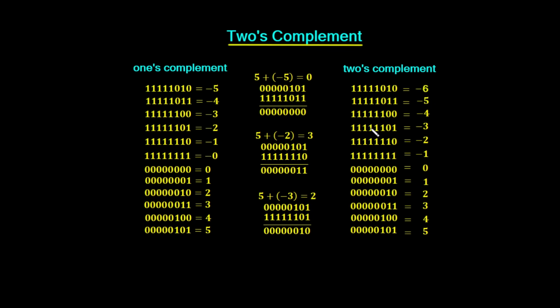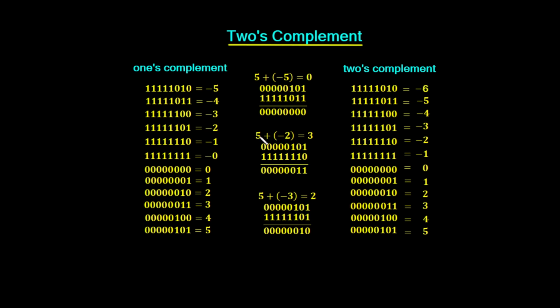So if we were to go through these same subtractions again, we would have 5 plus minus 5. So we'd be taking our number 5, which is this normal number here, what we'd normally get, so this one here, and we would be adding on the negative 5. The negative 5 is now the 2's complement negative 5, which is this one. Whenever we add these together, we actually get the number 0, so it does work.